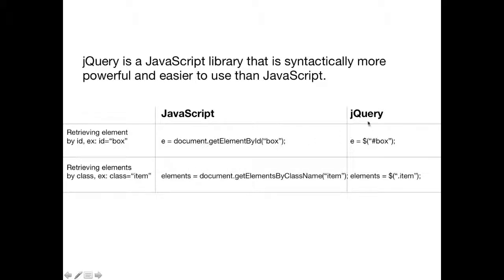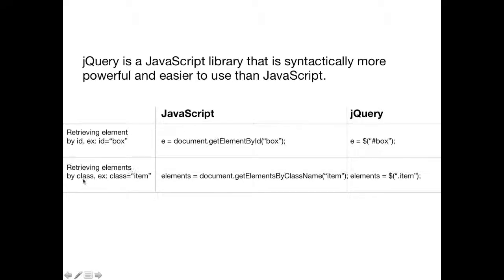But in jQuery, it's enough to say e = the $, which replaces document.getElementById. It replaces this whole line, and then pound for the ID and then the value box. So jQuery is much simpler than JavaScript.